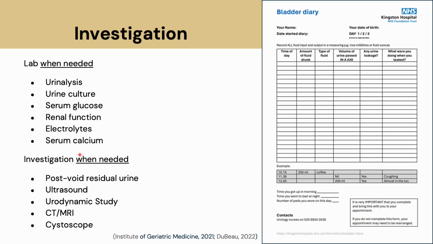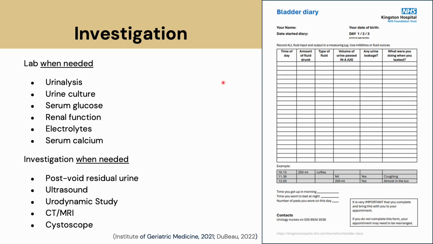Imaging with CT or MRI is used when we suspect malignancy, upper urinary tract disease, or neurological pathology. The last one, cystoscopy, is used when there is hematuria or recurrent UTI because we suspect bladder pathology.